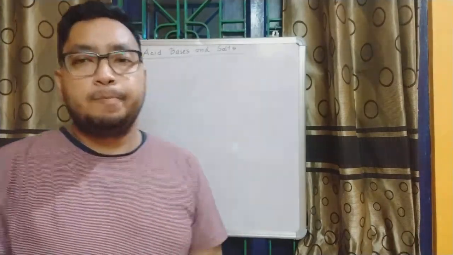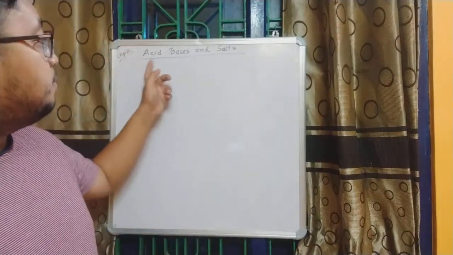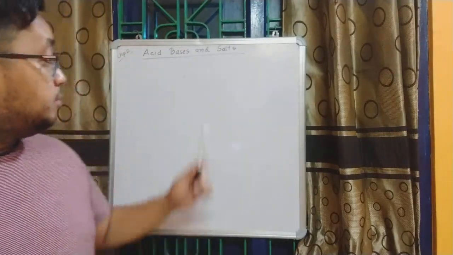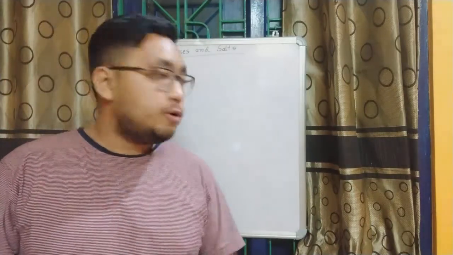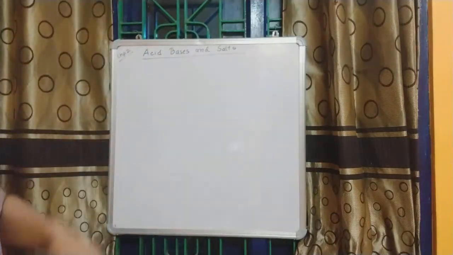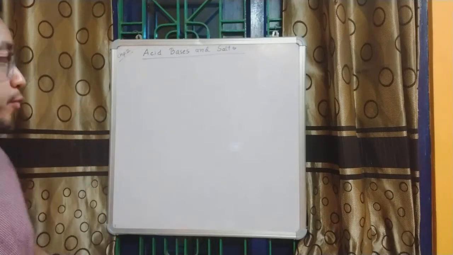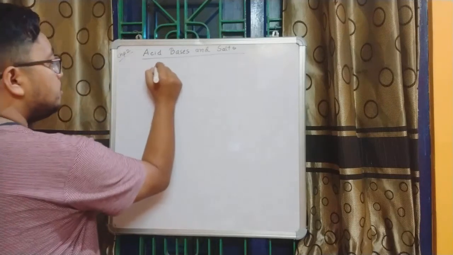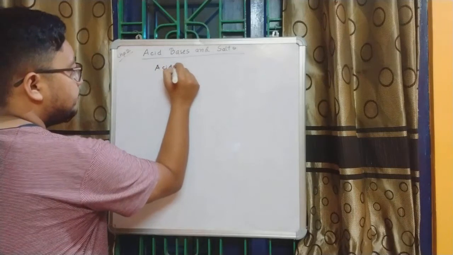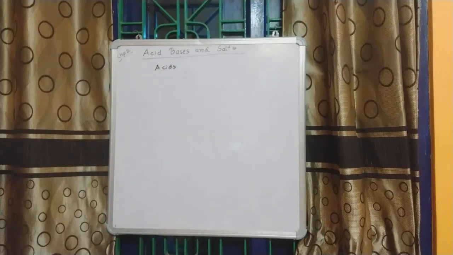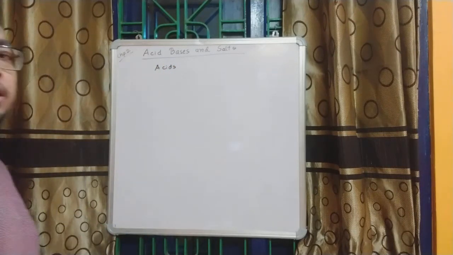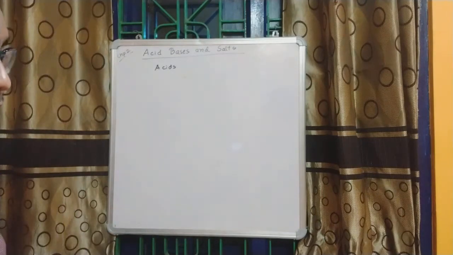Hello students. So today we will start the second chapter, which is acids, bases and salts. This is the second chapter in your book, and in this chapter we are going to learn mainly about acids: what are acids, what are their properties, what are their characters, and how they react with different substances. When we talk about their properties, we will mainly discuss how they react with different substances.